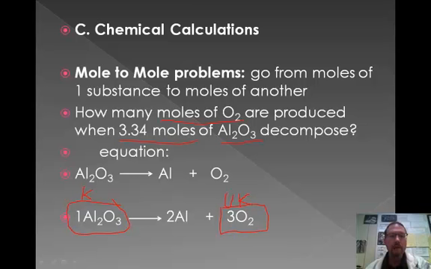Now something you need to look at is the ratio of this reactant to this product, and you look at that coefficient. For every one of these, you end up making 3 of these. So let's apply some common sense here real quick. If I've got 3.34 moles of this substance right here, my answer should be more than what I started with as far as number of moles. It should be 3 times as much. So let's go on to our next slide and see what we do here.